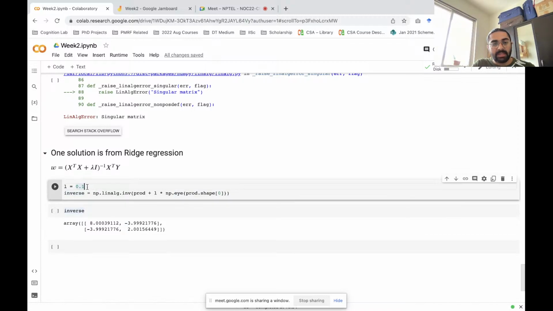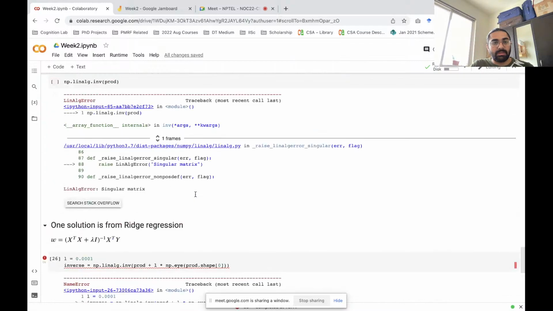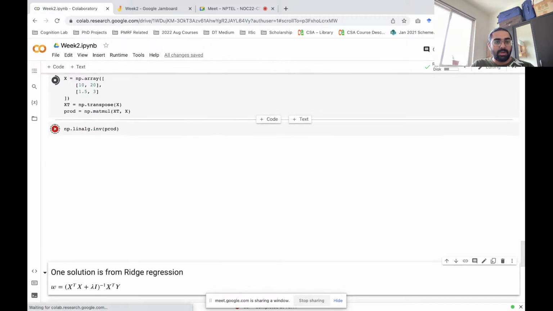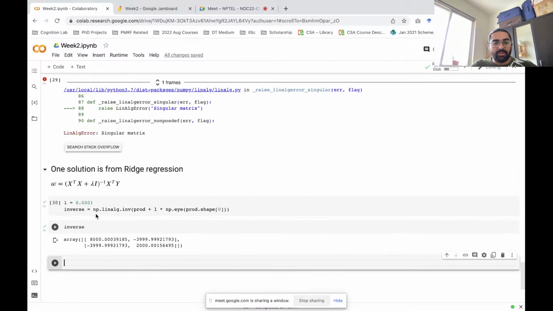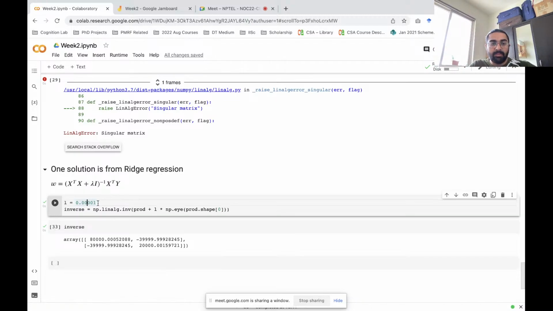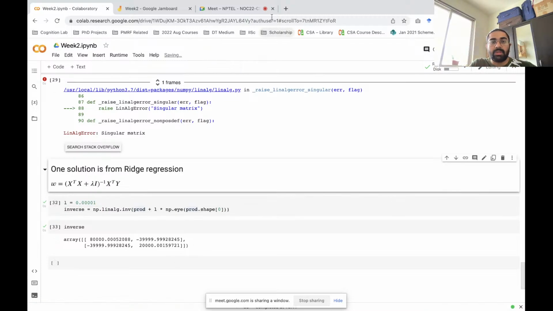And you can play around with this lambda. You can make it very small. Oh, I have to run this thing. So you will still get these inverses. Any small positive number is sufficient. Zero obviously won't work. Any positive number will make sure that this sum becomes your invertible matrix, and then you can apply this formula.